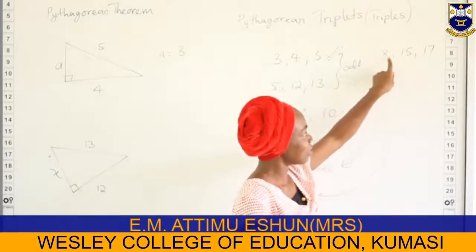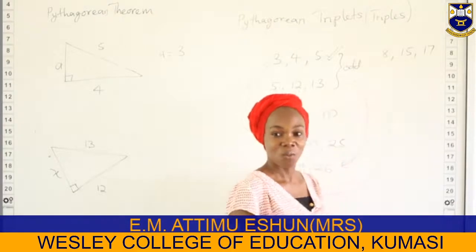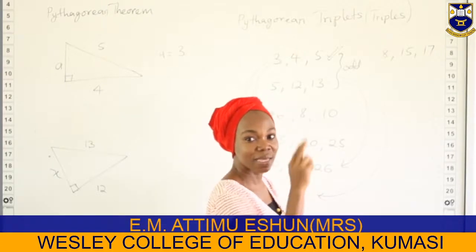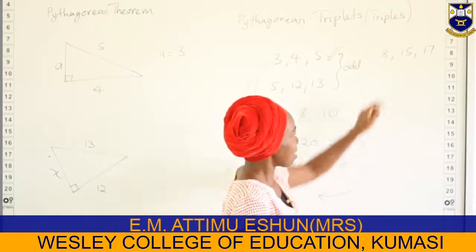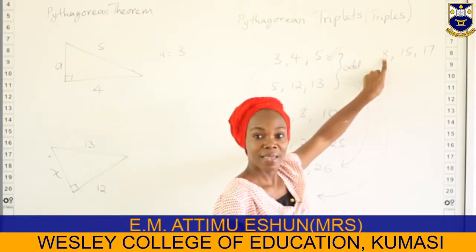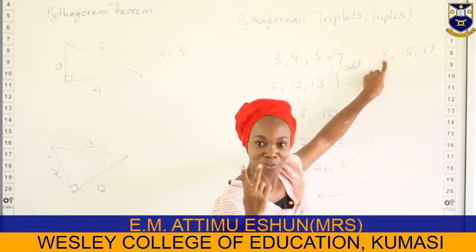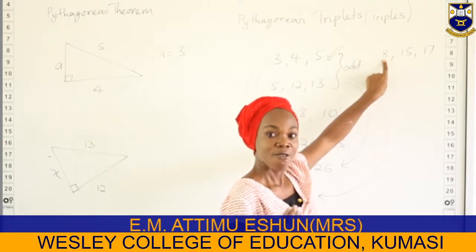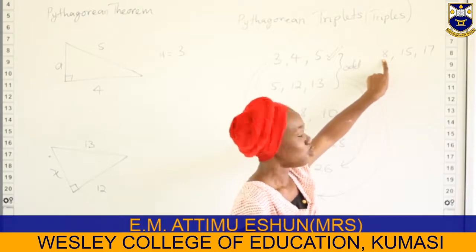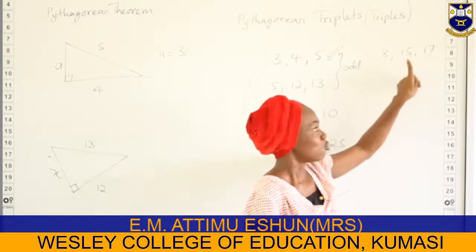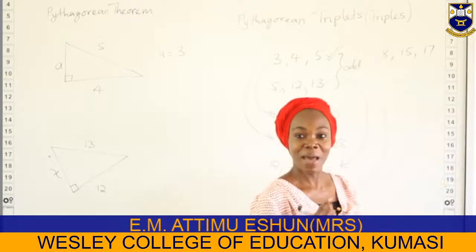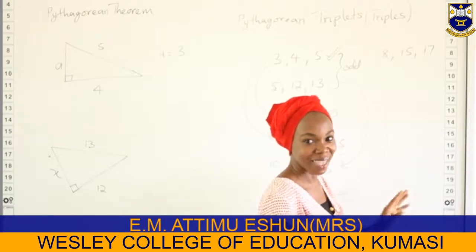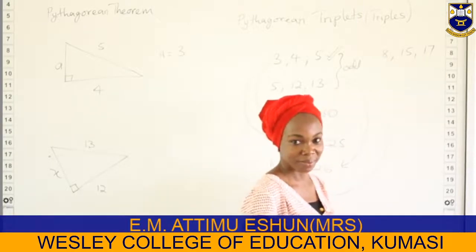So if we have 8, 15, 17, what is the trick that goes with the combination, the set of three numbers that make the Pythagorean triple? The first thing you need to do is divide the first number by 2. So we have 8 divided by 2 giving us 4. Square the number 4. You will get 16. To get the other two numbers, take a number 1 less than the 16 and 1 more than the 16. And that gives you the other two numbers.